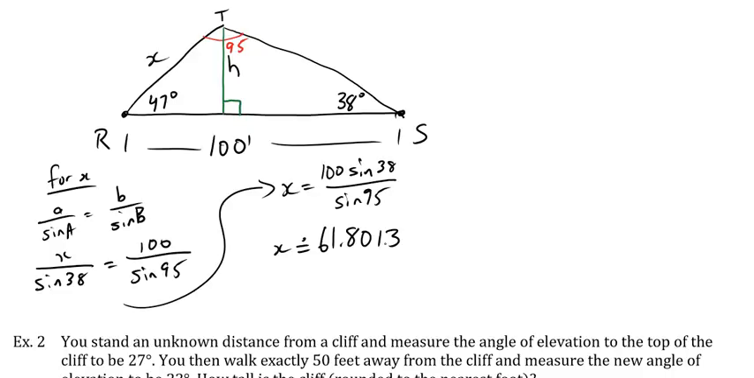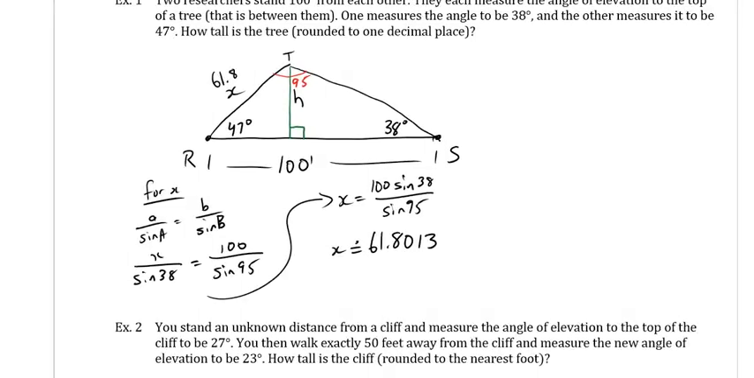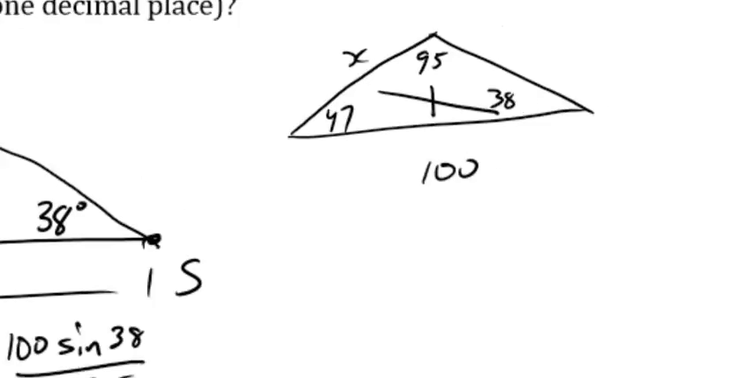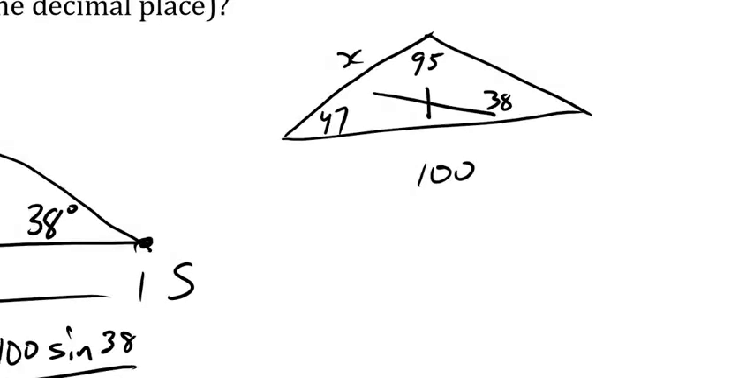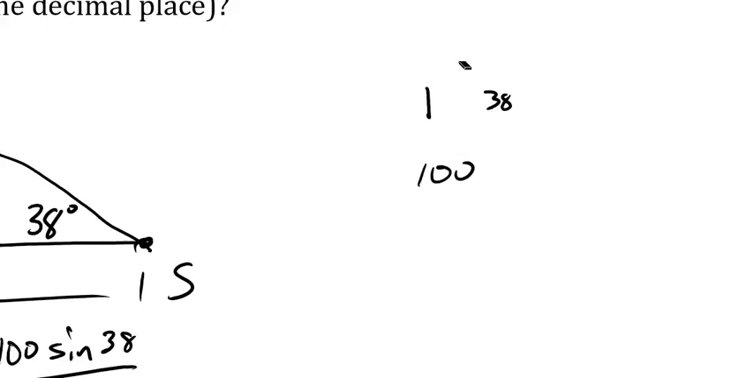Okay, what's next? You might want to label, like put that in, 61.8. Now I know that. It might help you visualize what you know and what you need to find. The other thing is, sometimes it helps when you have these questions that have multiple triangles in them to redraw it as a single triangle. So I could have done this. 100, 38, 47, and then this works out to be 95, and this is my X. You might be able to visualize it a bit better when you do it like that.